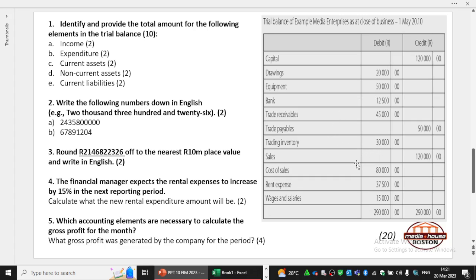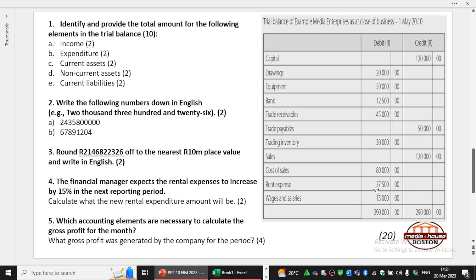Cost of sales, yes, it's an expenditure. We incurred cost of sales as part of generating income. Rent expense, we also incurred it as part of generating income. Wages and salaries, we also incurred them as part of generating income. So we've got three types of expenditure within this activity.